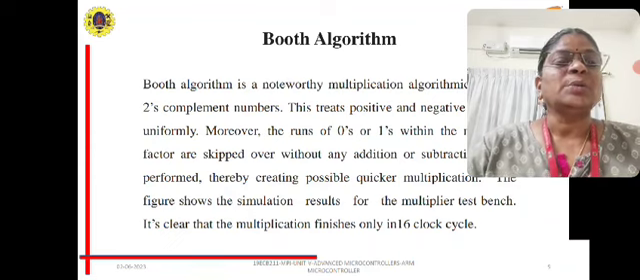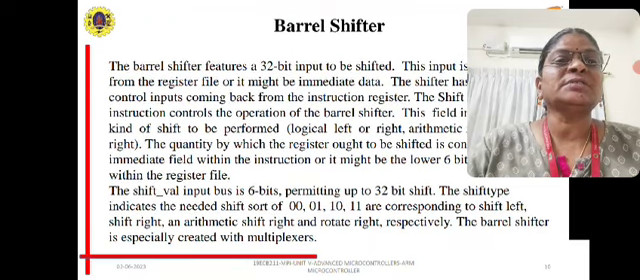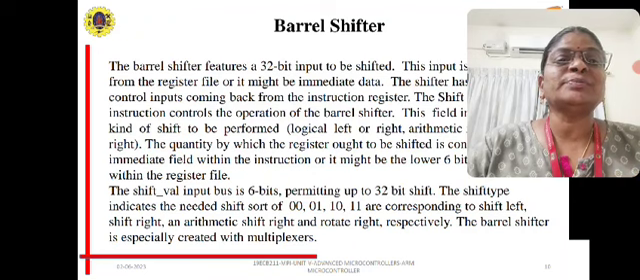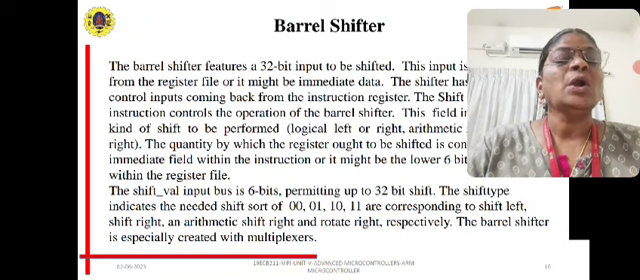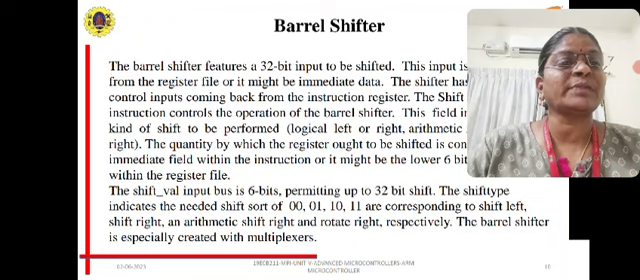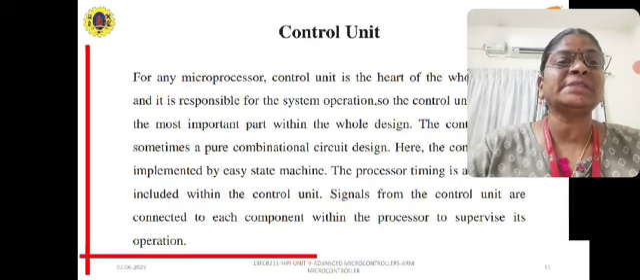Then in the figure, we can also see the barrel shifter. It features a 32-bit input which is to be shifted, and the quantity by which the register ought to be shifted is either immediately filled within the instruction, or it might be the lower 6 bits within the register file. The shift type indicates the needed shift, 00, 01, 10, 11, corresponding to shift left, shift right, and rotate right respectively. The barrel shifter is especially created with multiplexers.